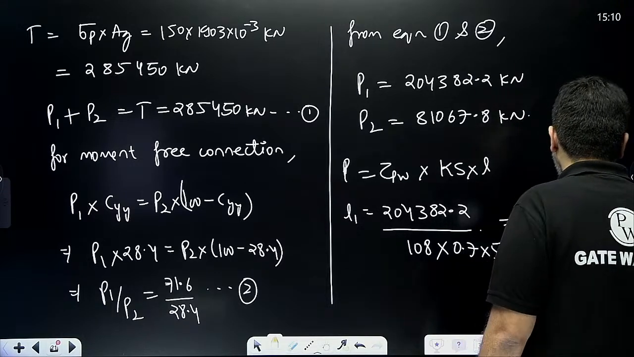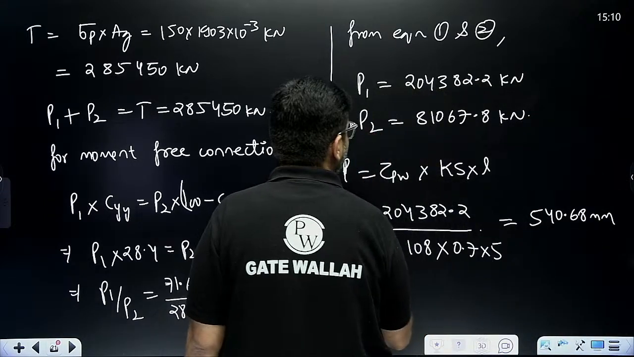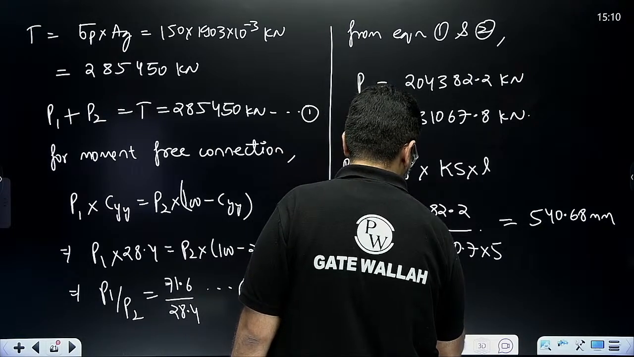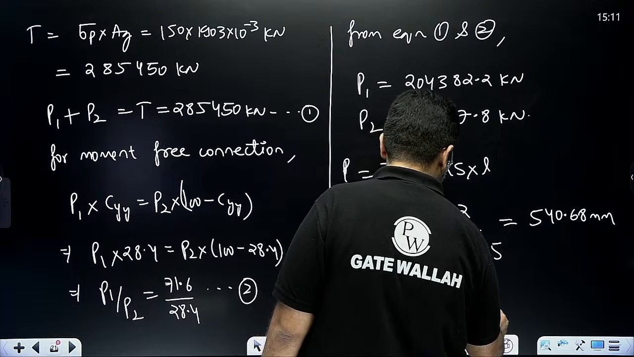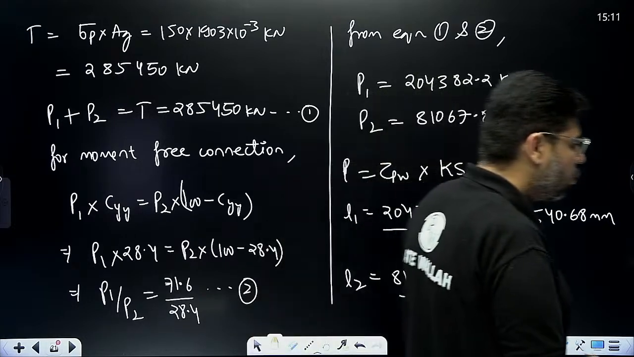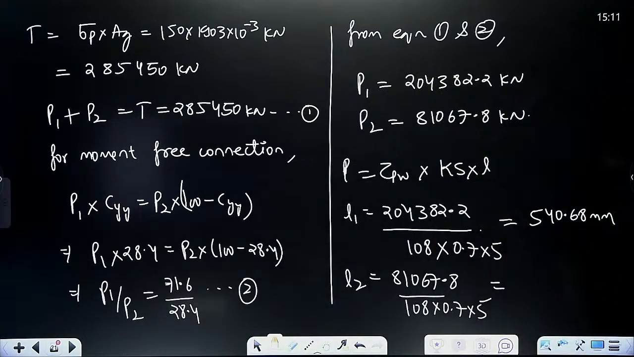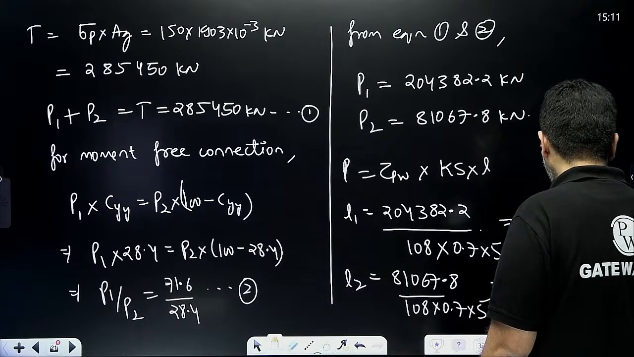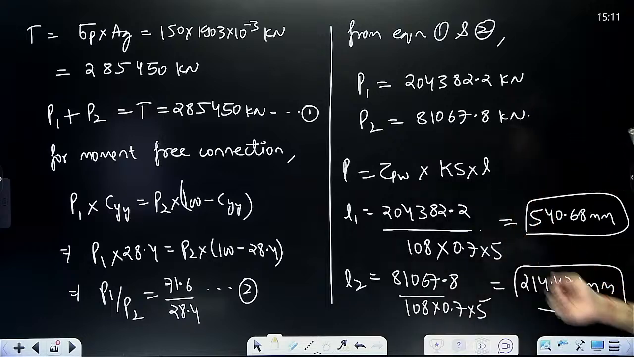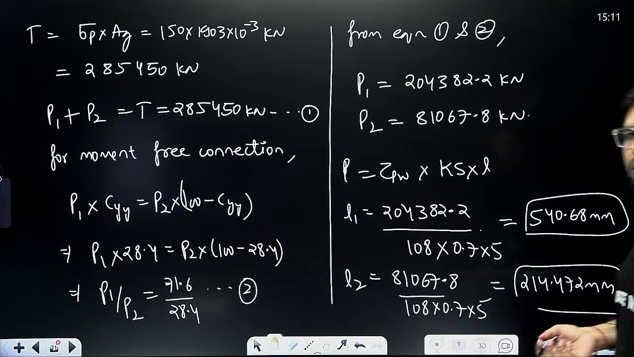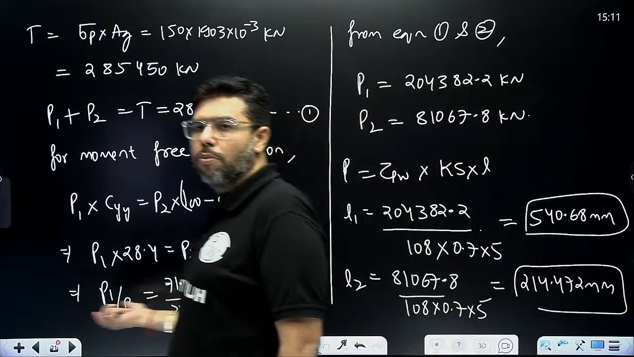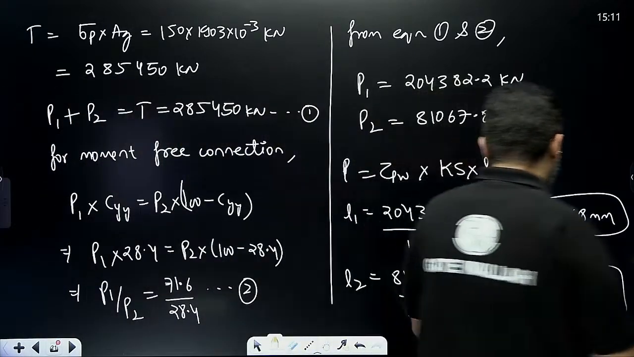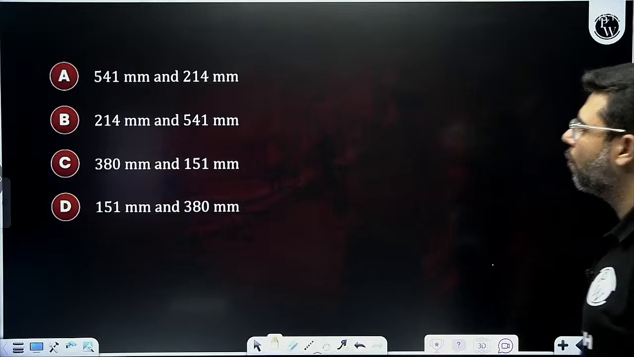Similarly L2 I can also calculate, that is 81,067.8 upon 108 into 0.7 into 5. That will come out to be 214.472. Very beautiful question on welding. This type of question you can expect, a question on a moment free connection. For moment free connection, total moment should be 0. So from here accordingly I can calculate. Clear? So the correct answer is 540 and 214.